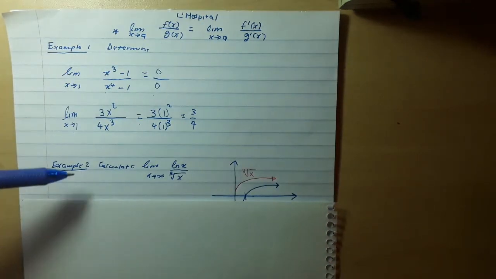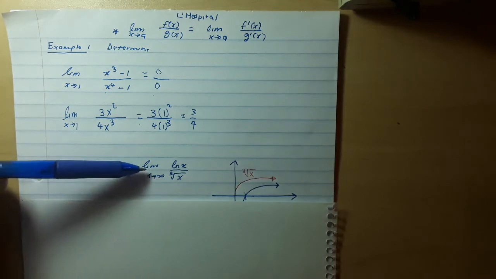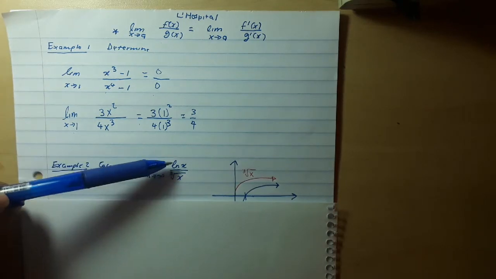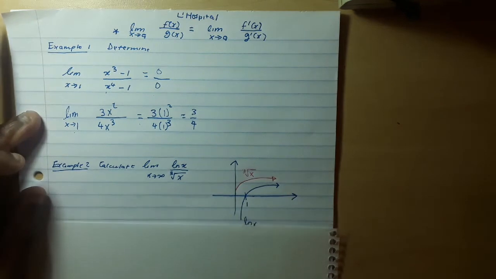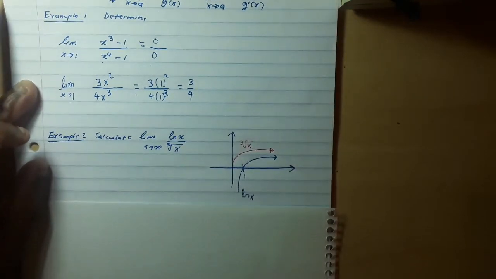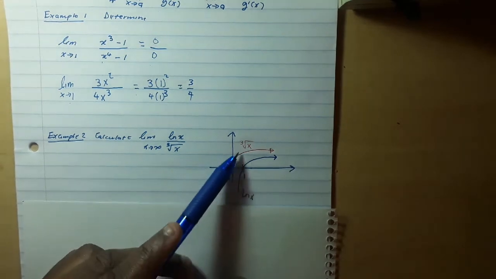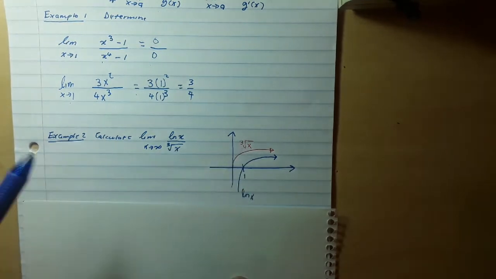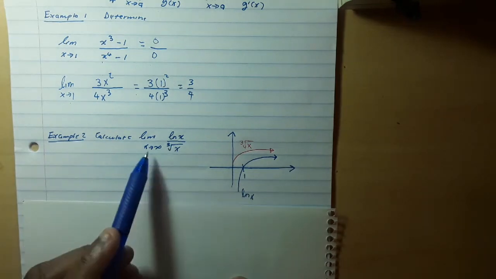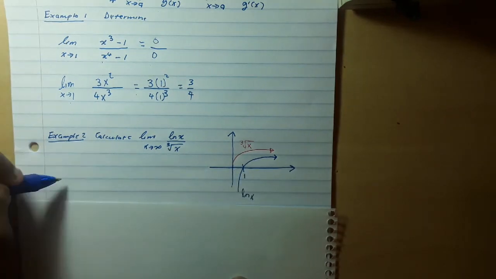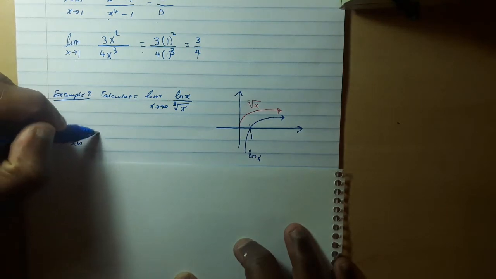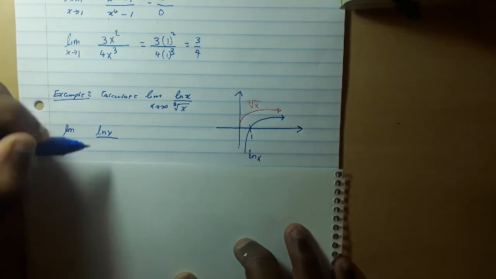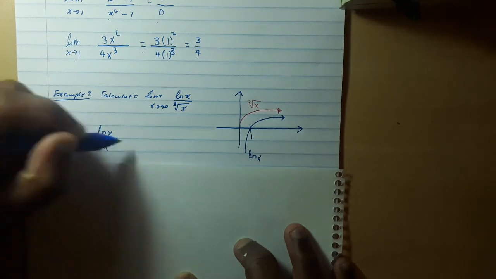In this second example, once again, we are asked to determine the limit of ln x over the cube root of x as x tends towards infinity. Here on the side, we've made a sketch available of ln x and that of cube root x. Let's write this on the side: the limit as x tends towards infinity of ln x over the cube root of x.